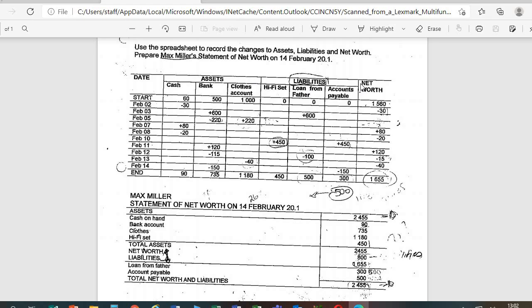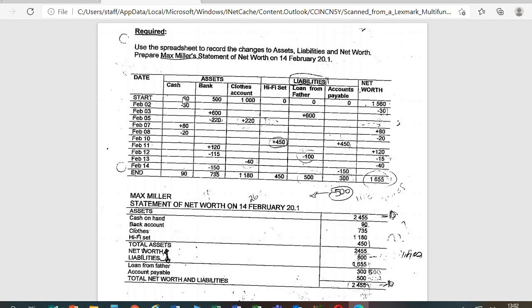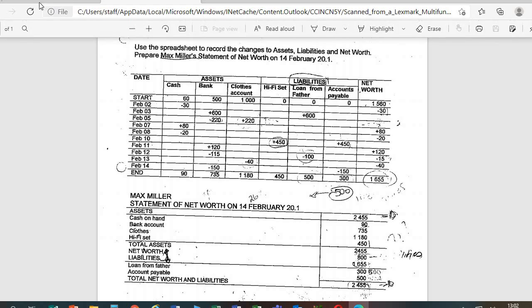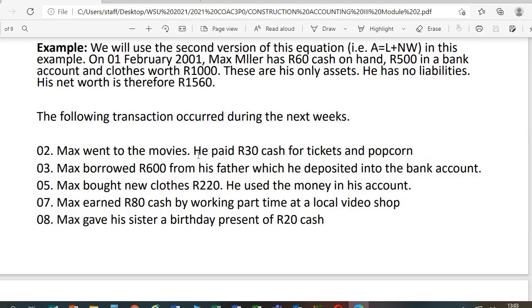Your assets is equal to your liabilities plus your net worth. You've got your cash, you've got your bank, you've got your clothes, Hifa set, loan from your father, accounts payable. We start from there. We are given in a statement that Max had 60 Rand cash on hand. He's got 500 Rand in his bank account, and he's got clothes worth 1,000 Rand, which makes his net worth 1,560.